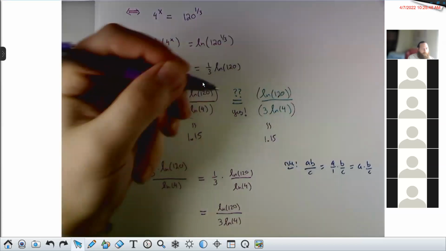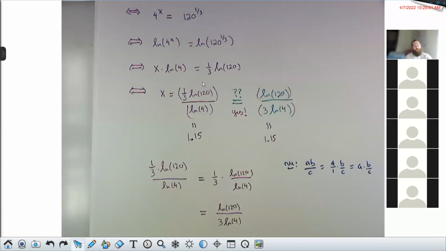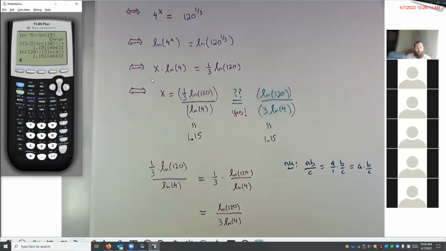Fraction bars imply these parentheses, and the calculator is dumb. It does not know what you wrote down. It does not know your fraction bar was long. It just follows the order of operations very blindly. So if I just typed 1/3 ln 120 divide by ln 4, that would be different than 1/3 times ln of 120 all divided by ln 4 from the perspective of the calculator. And same thing with this one. Watch this. If I type ln 120 close paren divide by 3 times ln 4, what do we think? Is this going to come out to that same 1.15?